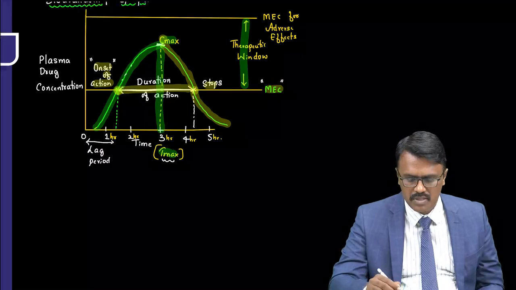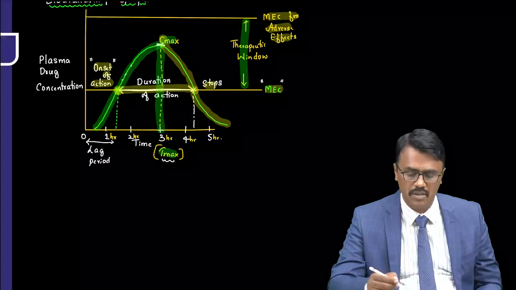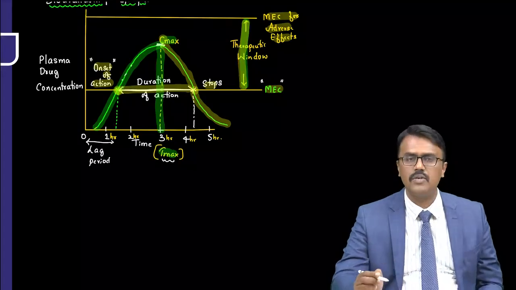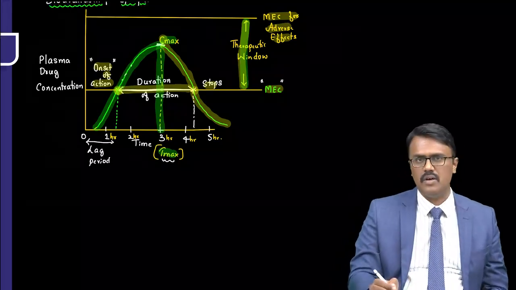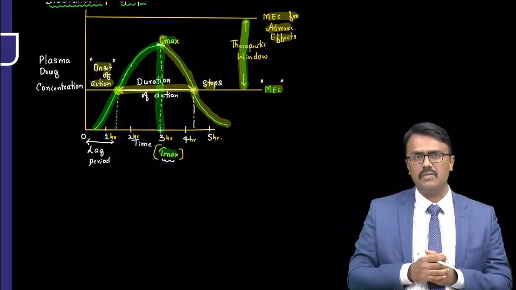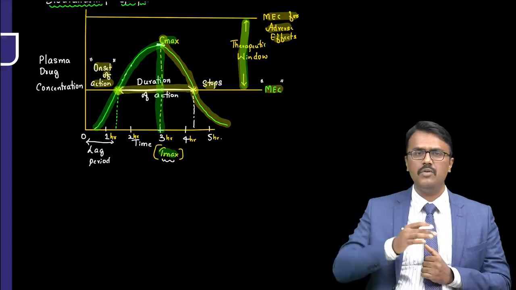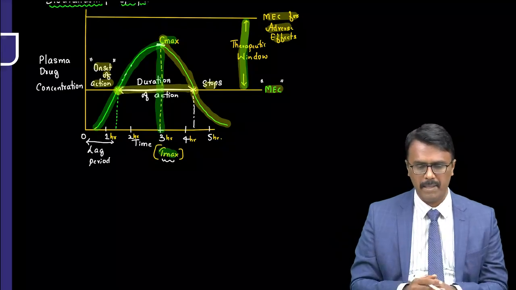Now, what is this MEC for adverse effect? If you give a higher dose of the drug, it will cause toxicity. You have to give within this, and that is called therapeutic window. You cannot give too low a dose of the drug, or too high a dose of the drug. If you give too low, the drug will not work. It will not produce any effect. If you give too high, the drug will produce adverse effect. So that is about the bioavailability graph.